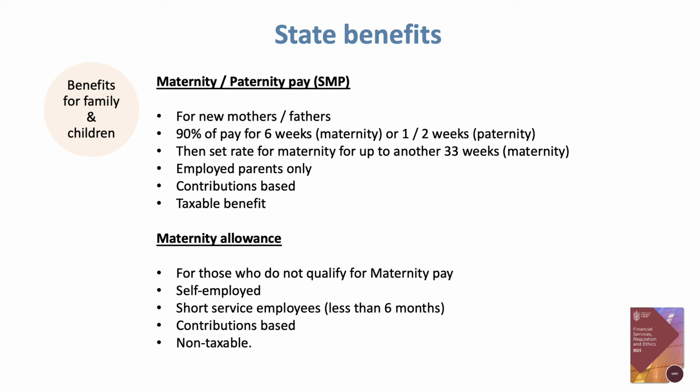So a classic example here might be a question of somebody that's self-employed and had a baby. What will they qualify for? They'll go with the allowance rather than the pay. You might also see a question where somebody's only been employed for 3 or 4 months. In that situation, they won't get the maternity pay, they'll get the maternity allowance.